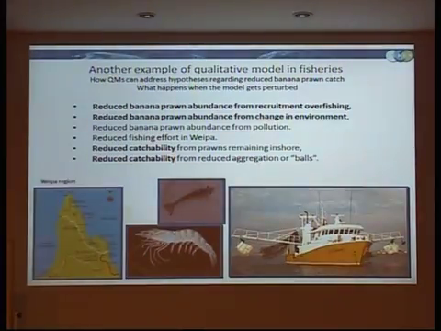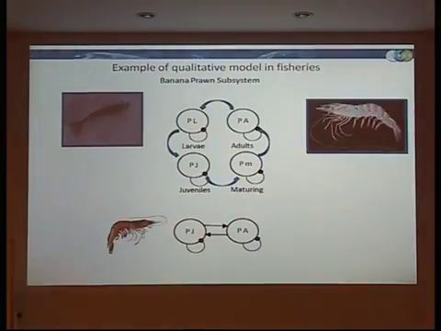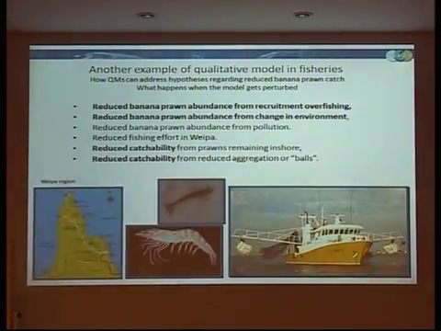Okay, so I just want to give you another, this is the third example, another quick qualitative model example where we incorporated the human and the biophysical system together. This is the banana prawn fishery. They had a problem, they had reduced abundance, and there were all sorts of theories about what was reducing the abundance in the banana prawn industry.